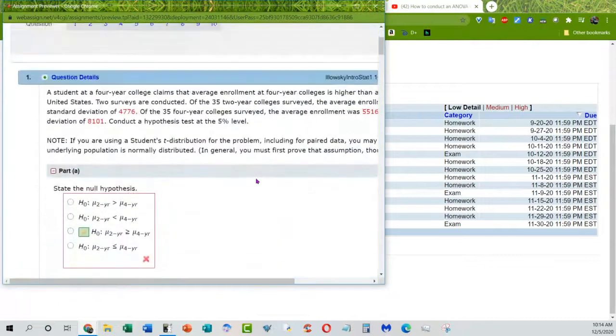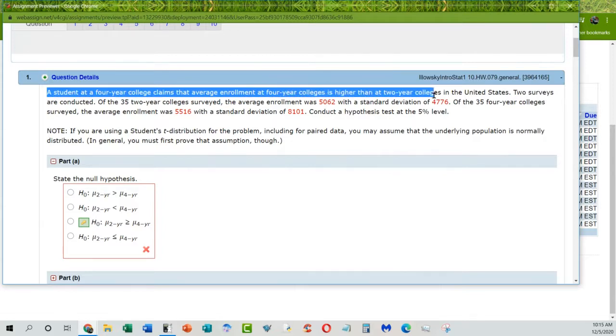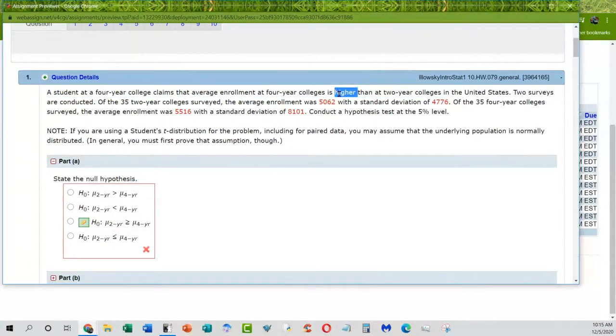Your null and alternative have to do with what the problem is asking. Right here, a student at a four-year college claims that the average enrollment is higher at four-year colleges than at two-year colleges. You're going to have to look at the problem for words like higher than, greater than, equal to, at least, at most, more than, less than. Is it above? Is it below? Those are key terms you look for, to see which one you're looking at, and that helps tell us what our null and alternative are. Because this says higher, which is greater than, that tells me that's the alternative hypothesis.